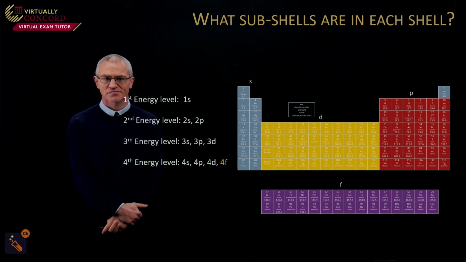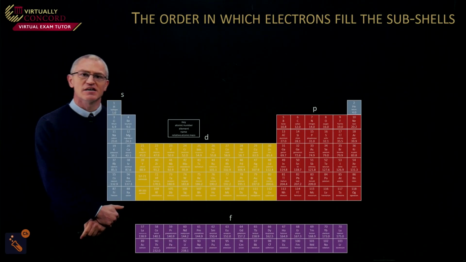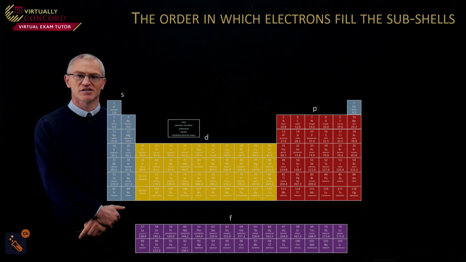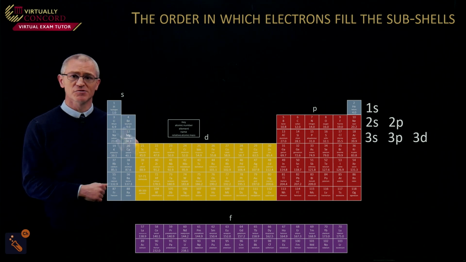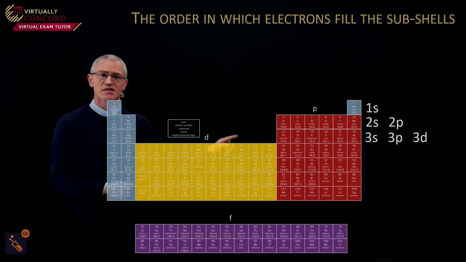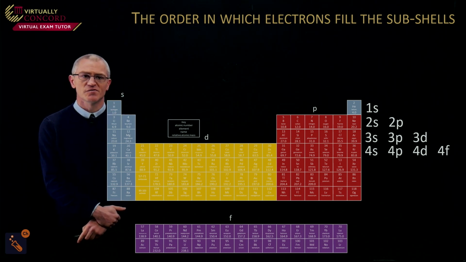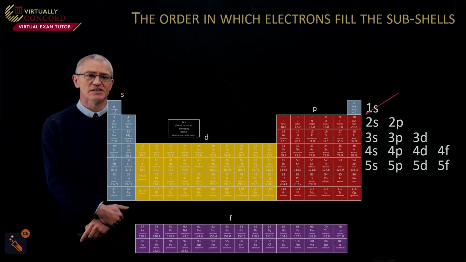Now, if we look at the periodic table and start looking at the order in which they fill the shells, we know there's 1s at the top. We know there's 2s and 2p. We know there's 3s, 3p, and 3d. Remember, that's the one that goes across, down, and then back up again. I'm going to tell you here that you have 4s, 4p, 4d, and 4f, and you have 5s, 5p, 5d, and 5f.